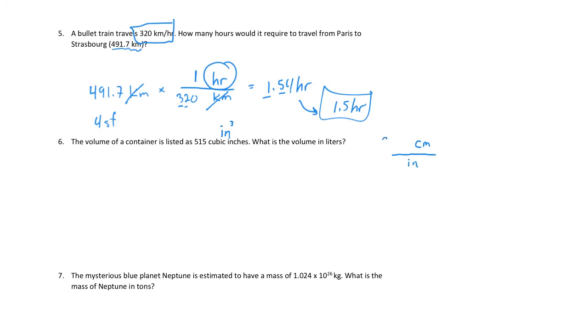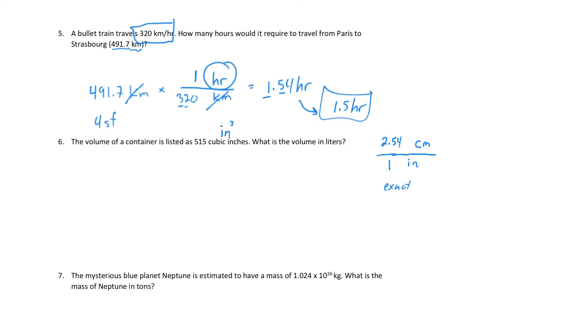And we see that it's 2.54 centimeters per 1 inch. And this is exact, and so that means it has an infinite number of significant figures. Okay, so that's one of our conversion factors. It lets us go between inches and centimeters.